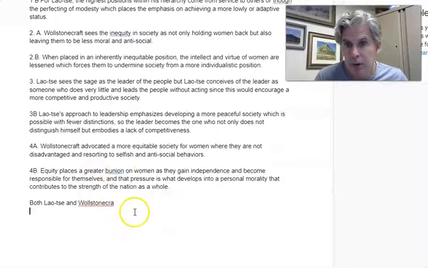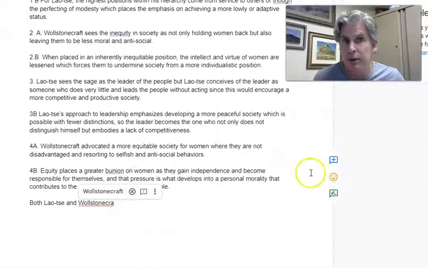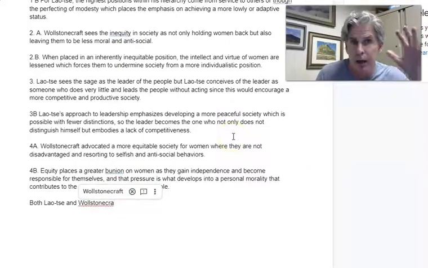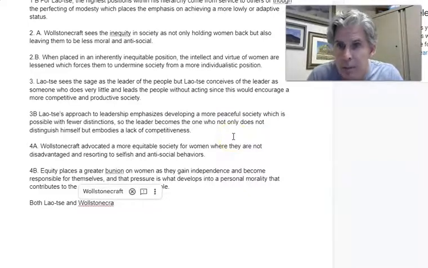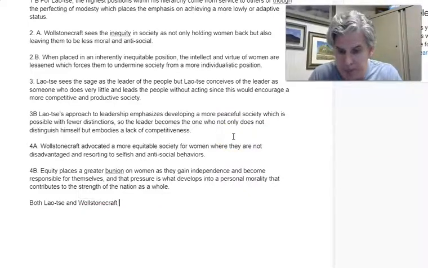Okay, so I'm going to do the similarity first. And this is not going to be great, but it's going to be okay. Hopefully I can get a C. Both Lao Tzu and Wollstonecraft share the goal of creating a more equitable society.